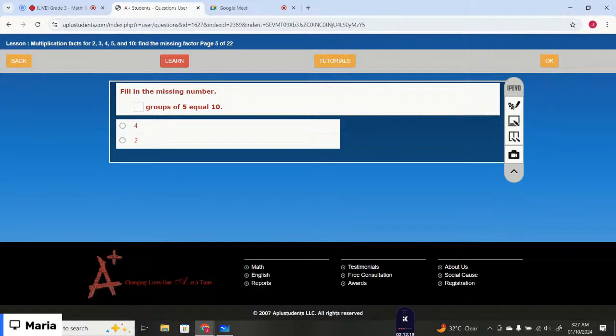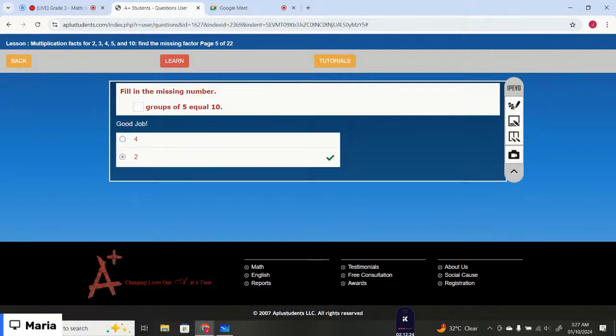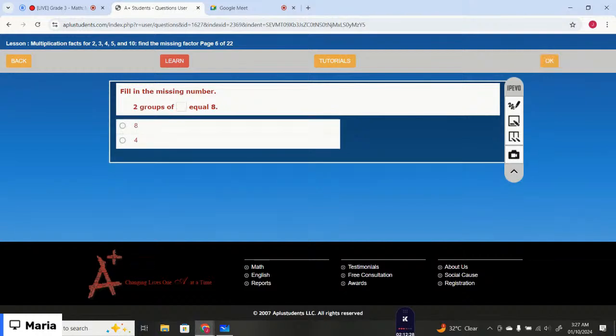That is 5 times 2 is 10. The correct option is 2. Option number 2 is the correct option. That is 5 times 2 is 10. Fill in the missing number. 8 groups of dash equals 8. So which is the correct option?